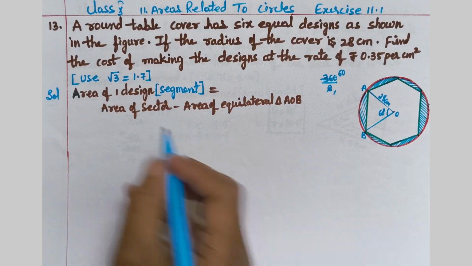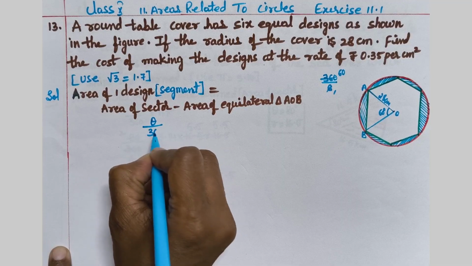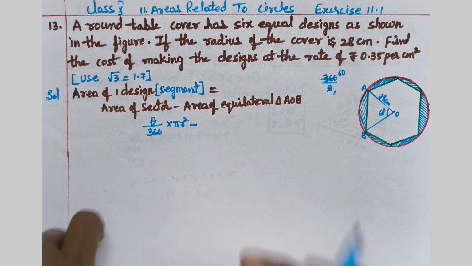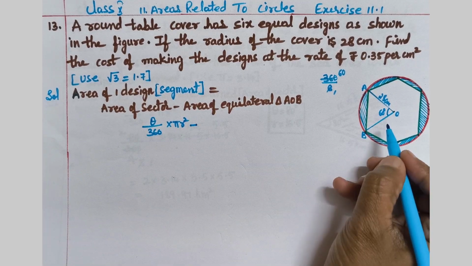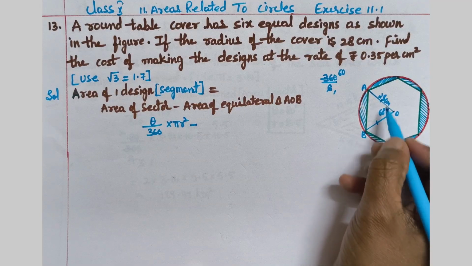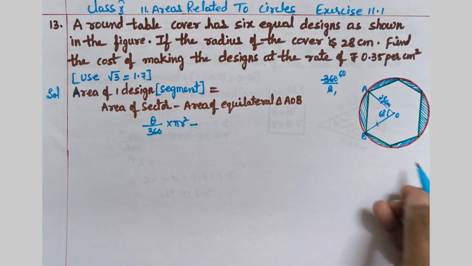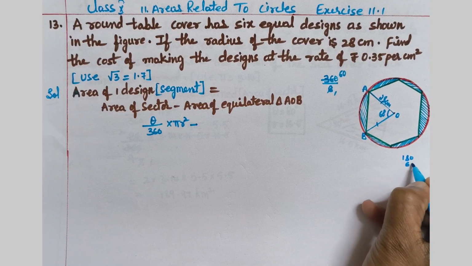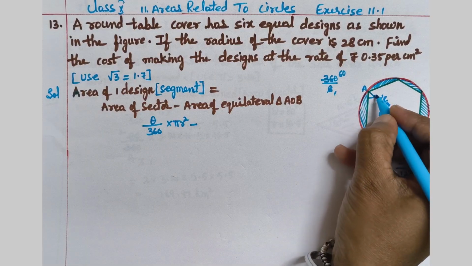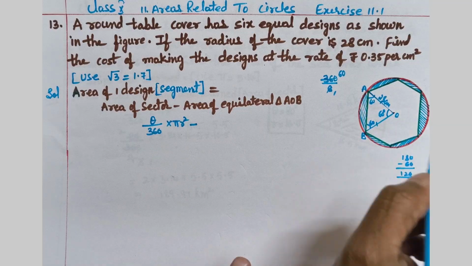So with 60 degrees, first we write the area of sector, which is theta by 360 into pi r square, minus, now listen carefully, here the angle is 60 degrees. This is an equilateral triangle. Why? These two sides are equal because they are radii, and two sides equal means opposite angles are also equal. So 180 minus 60 gives 120 degrees, divided equally, so here also 60 degrees. So this is an equilateral triangle.